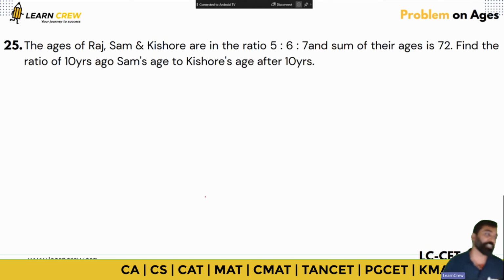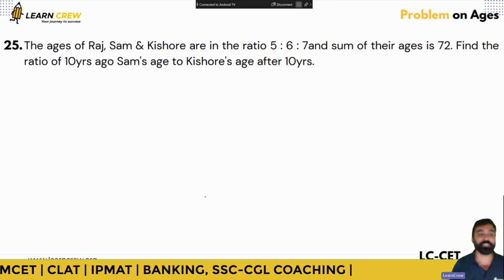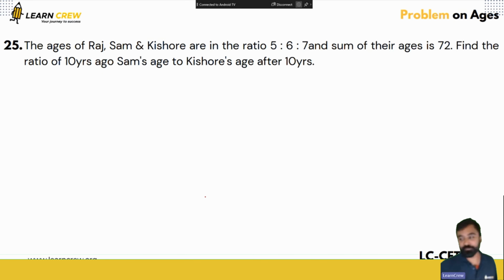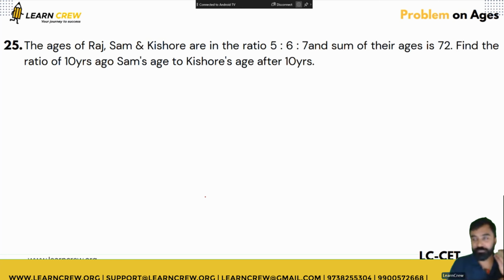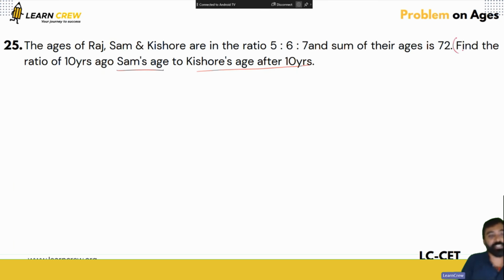The ages of Raj, Sam and Kishore are in the ratio 5:6:7. And sum of their ages is 72. Find the ratio of Sam's age 10 years ago to Kishore's age after 10 years. Very easy question. Sir, 5:6:9. I'm just asking, find the ratio of Sam's age 10 years ago to Kishore's age after 10 years. This is the ratio that I want.